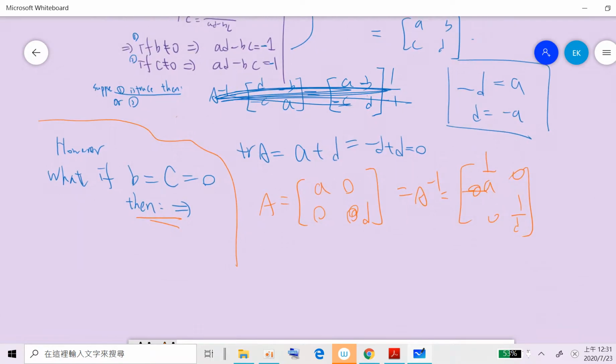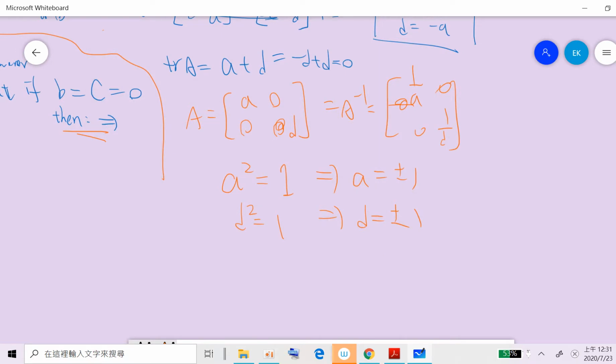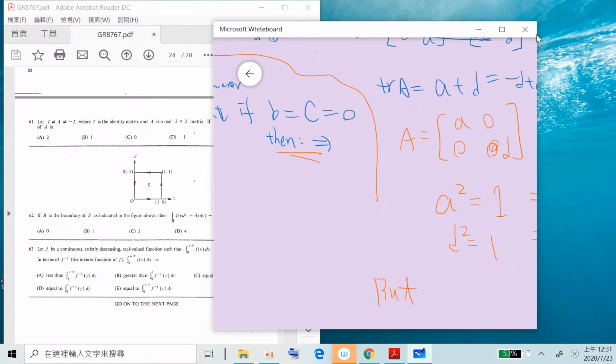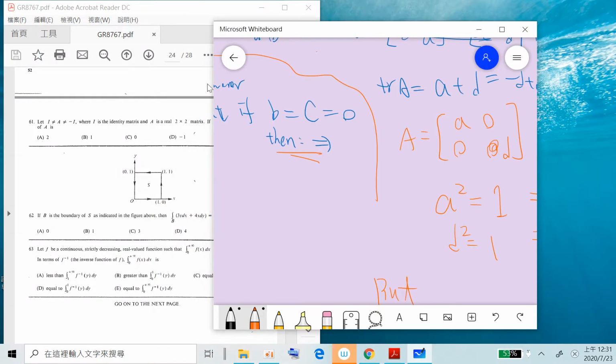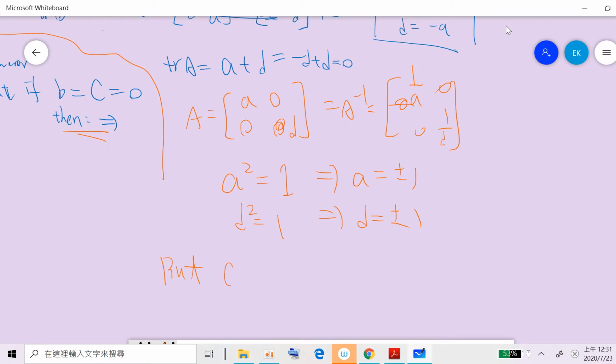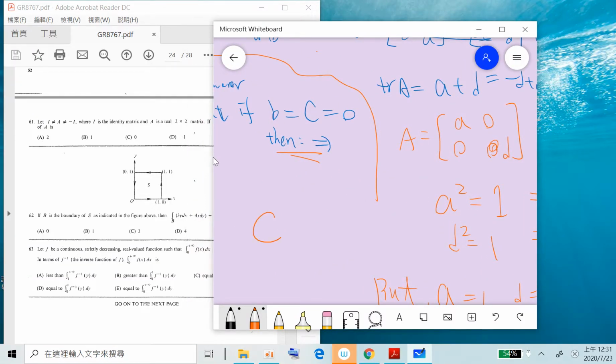If this is the same, then A squared is 1 and D squared is 1. So you have two choices each, 4 different permutations. But remember that A is not identity or negative identity. So if A is 1, then D is minus 1. If A is minus 1, then D is 1. So A plus D is still 0. So we already considered all the cases, so the answer is C, 0.